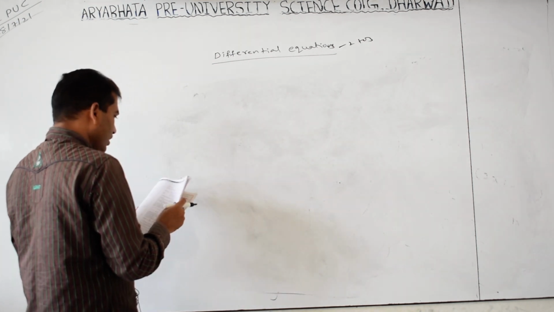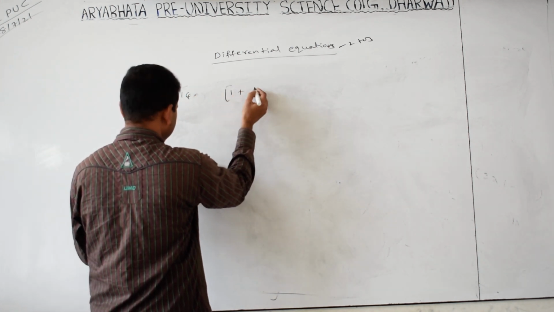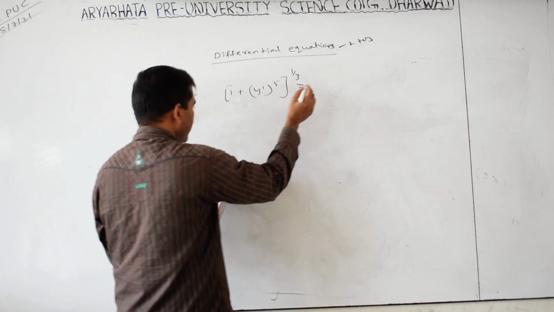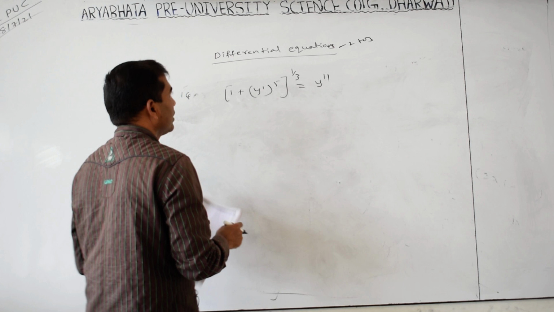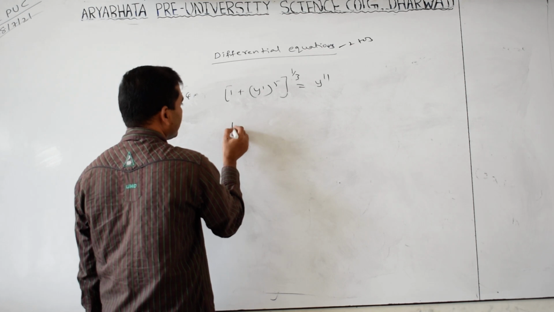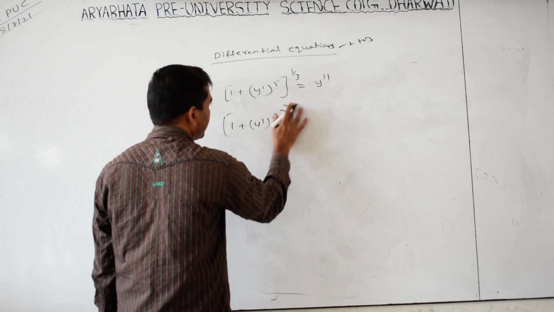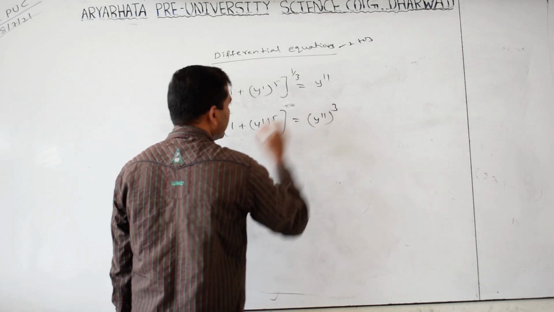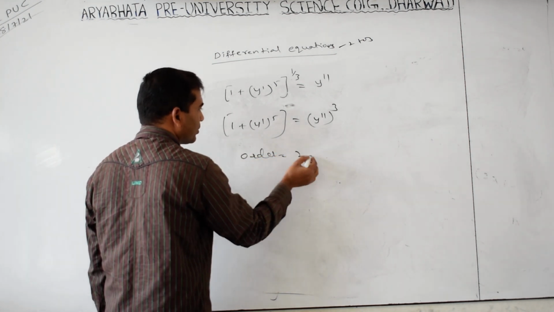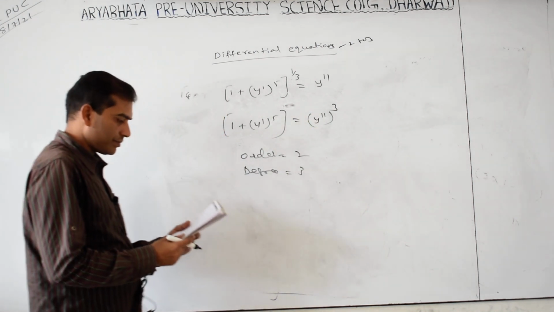And order and degree of the differential equation. Question number 14: (1 plus y dash whole power 5) whole power 1/3 equal to y double dash. Here make it free from radicals, so apply whole power 3. (1 plus y dash whole power 5) whole power 1/3 whole power 3 gives 1 plus y dash whole power 5 equal to y double dash whole power 3. So what is the order? Highest derivative 2. So degree 3. Highest power of the highest order is 3.